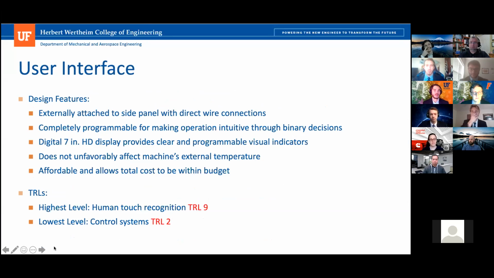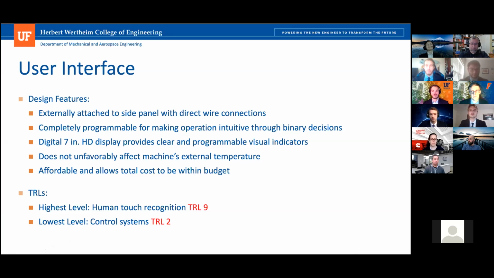Highlight some more, or touch more on some of these key features. Like I said, this will be attached directly to one of the sheet metal side panels. So it's attached, it comes with the machine itself. And like I said, directly wired. Total of 7-inch HD display, so it's clearly visible to any users. Completely programmable through the Raspberry Pi setup, and very simple to design and implement, which will be later used.